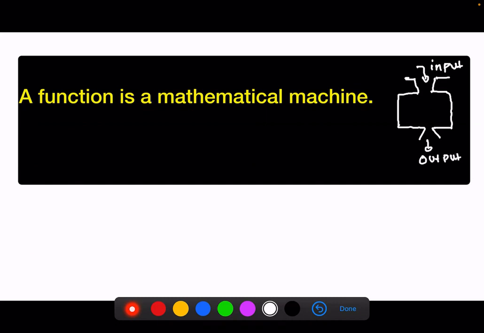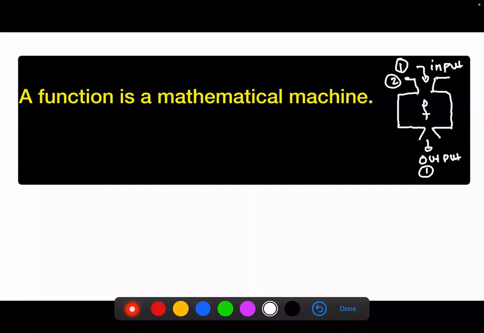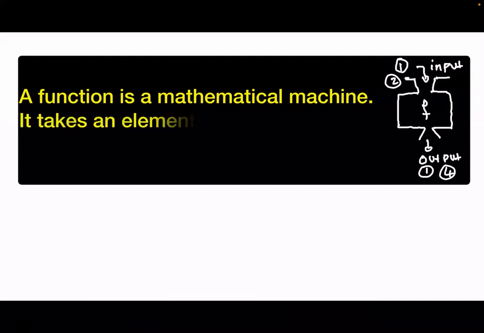And then उसके अंदर वो कुछ भी करेगा. So this function does something. Okay, maybe आपका फंक्शन बहुत सिंपल फंक्शन हो सकता है, maybe squaring कर के दे रहा होगा. Okay, so if you give number 1, it gets squared and then you get 1. If you give 2, it gets squared and then you get 4. So some kind of mathematical machine. Okay, so you can say a function is a mathematical machine.